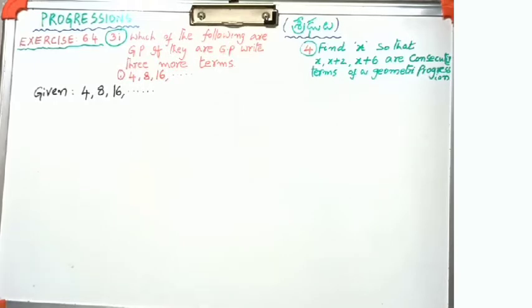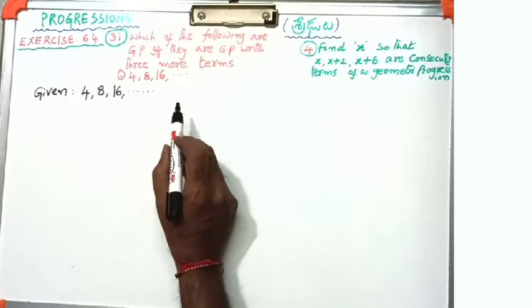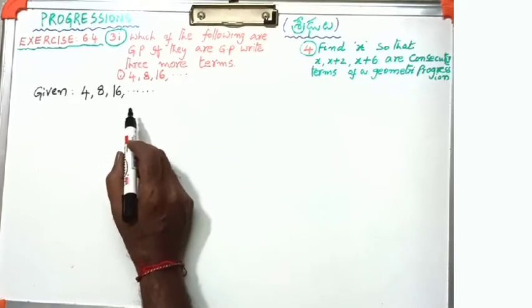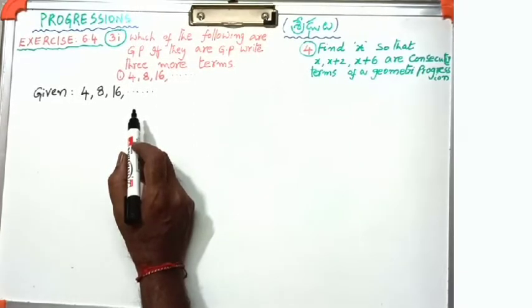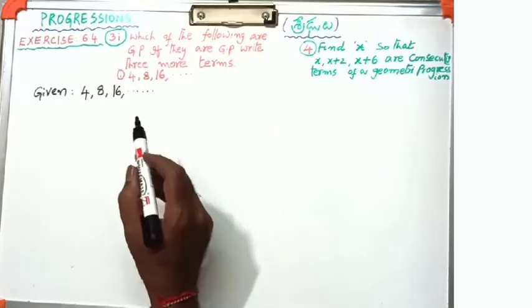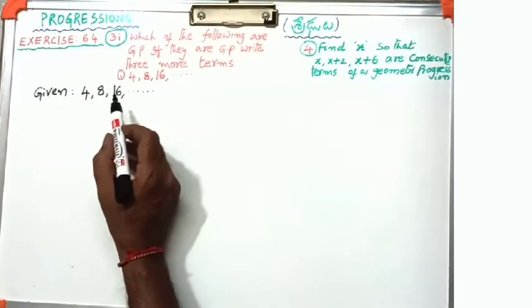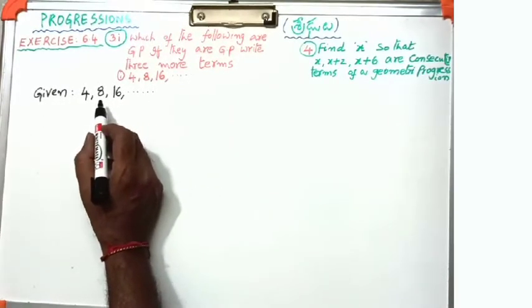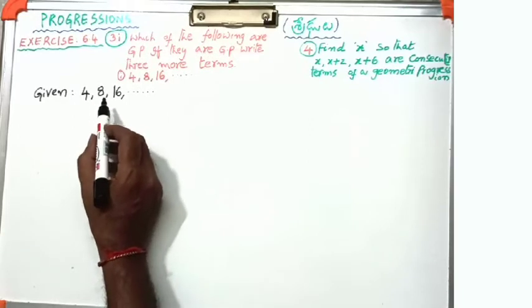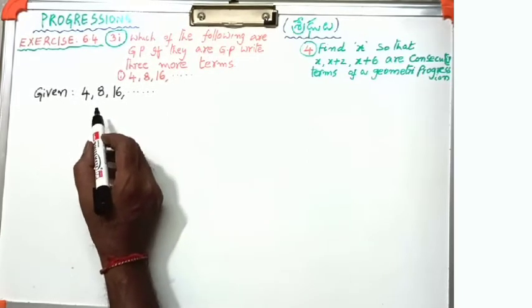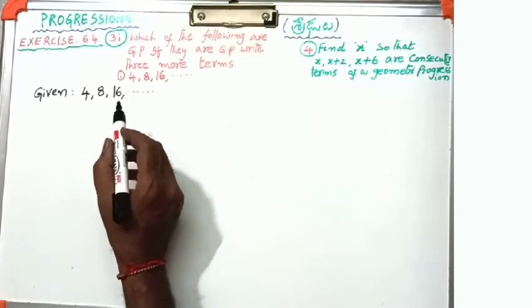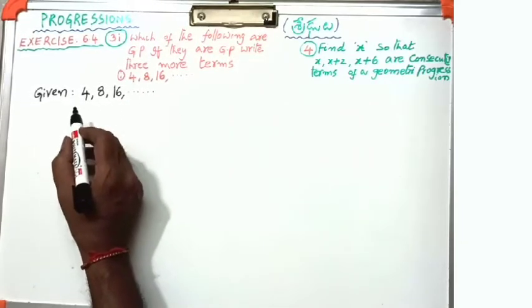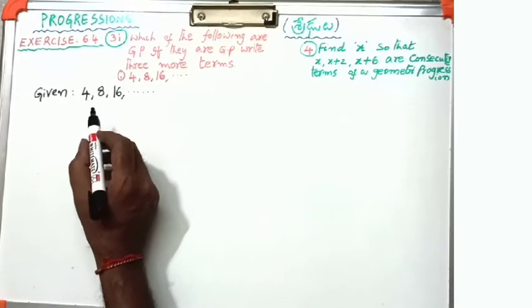So what is the definition of the geometric progression? The successive terms are obtained by multiplying the preceding term by a fixed number. Such a list of numbers is said to form a geometric progression. That means each term is obtained by multiplying a fixed number to its preceding number. Then it is called geometric progression. The fixed number is called common ratio.